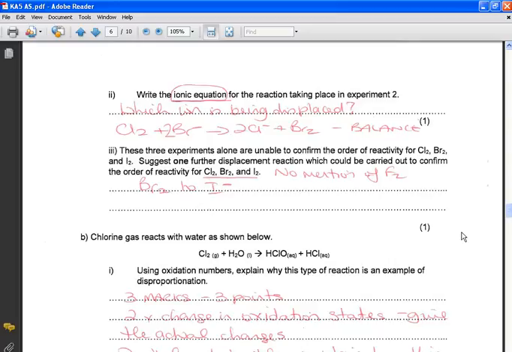Okay, so the last part of the question, I got an assortment of answers to this, but actually it's asking you to look at chlorine, bromine and iodine and what could you do to confirm what you found out previously. And if you look at the question, you haven't added bromine and iodine together or to iodide. So we're trying to see if bromine will displace the iodide ion. So you have to mention bromine and iodide here.